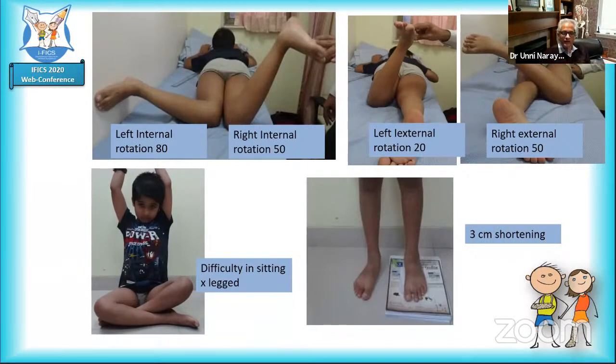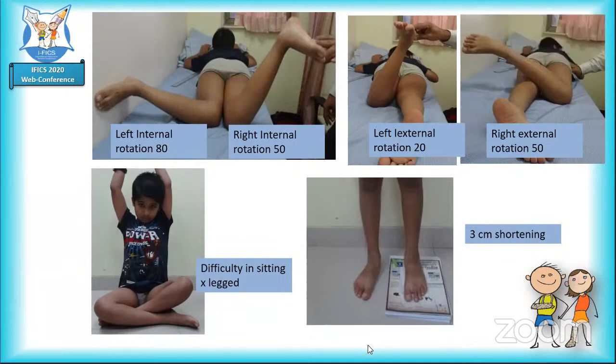Now, with respect to this, could you go back to the X-rays, please? Yes.